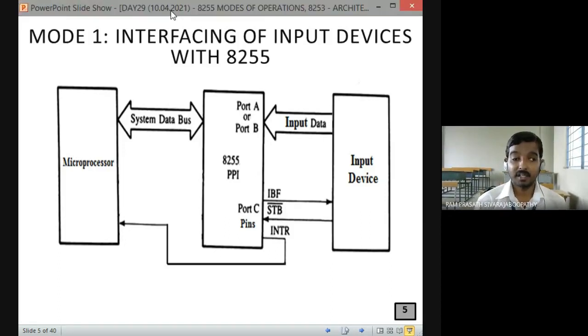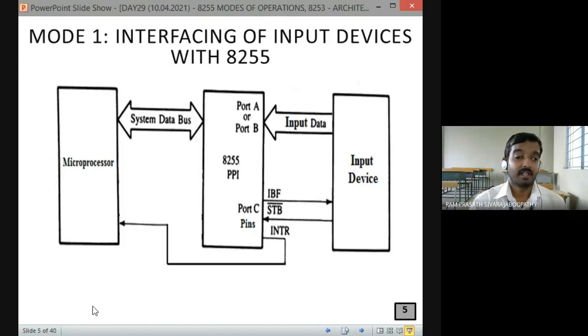Here you can see you have a system data bus. It is connected with 8255. Then your input device is connected to port A or port B. In this diagram, you can note one thing. In mode 0, you can configure any port. Correct? Strobed, strobe.